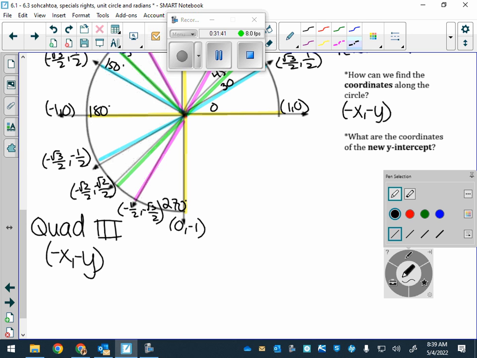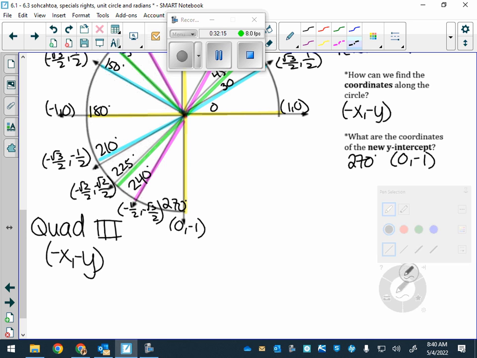What would my degrees be then? Nick, go ahead. Excellent. Good. So, from 180, we added 30. Okay. From 180, you could add 45. 180, you add 60. Okay. So, our new y-intercept was at 270, and it was 0, -1.